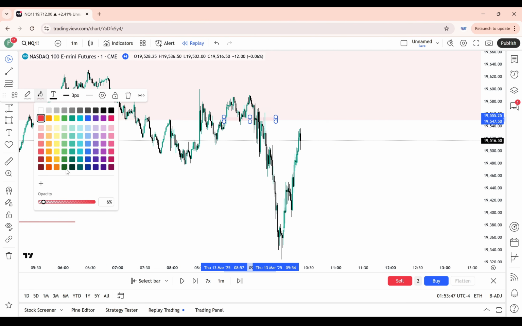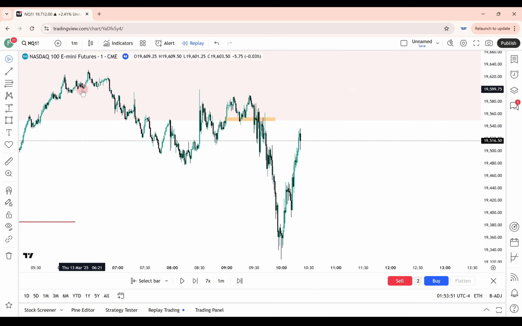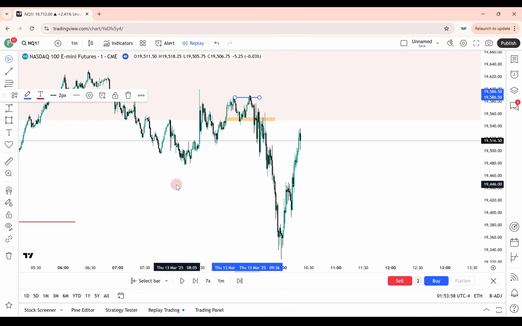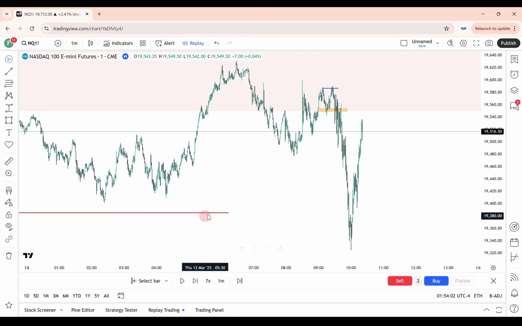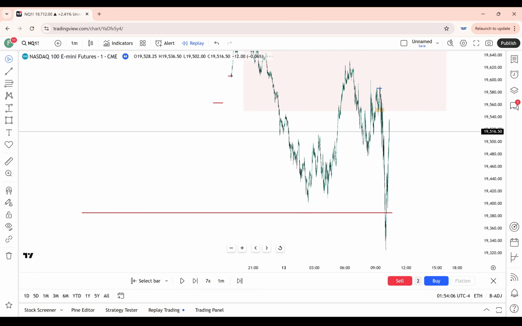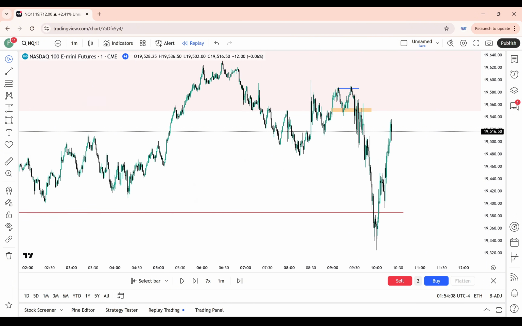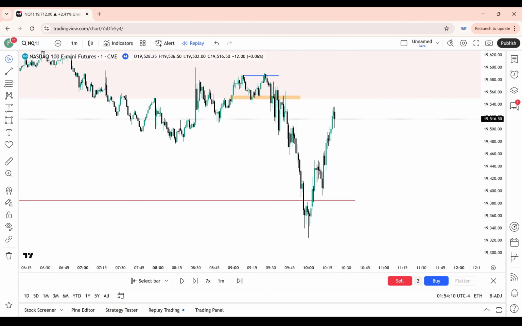Let me make this a little bit darker. If you didn't take a short from here, which is no problem if you didn't, but if you didn't take a short from here, after price swept that high and reacted back down, then guess what you're looking for? Longs, because price now has swept time-based liquidity. It's swept London lows, it's swept all these lows. It's reasonable for the market to reprice a little bit higher.